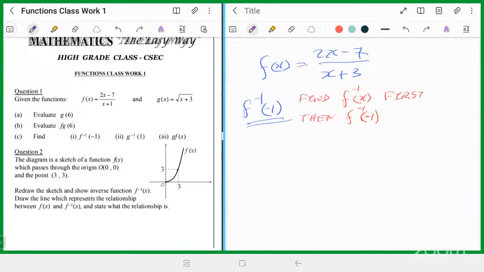Let's work it out in purple. So this is f of x equals this. Now some teachers will go about calling this y. I'm just going to call it f. By calling it f, I'm relating it back to the original function f. So I'm just going to call it f equals 2x minus 7 divided by x plus 3. So I've just left out this of x expression. Don't need it.